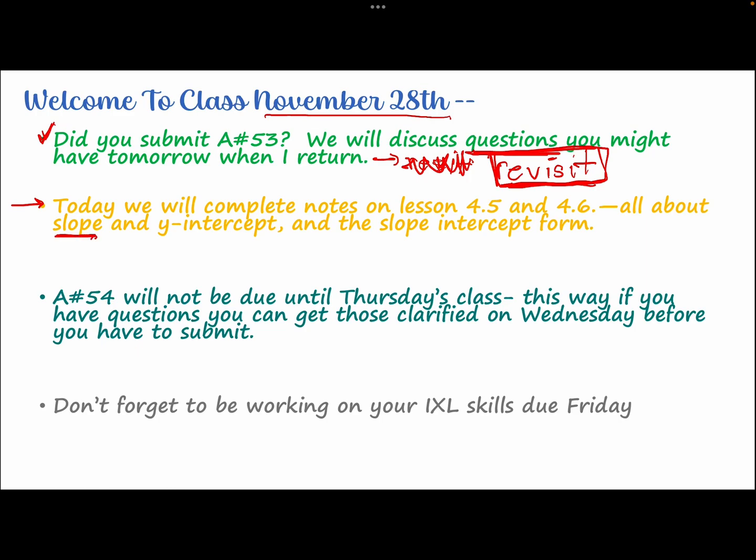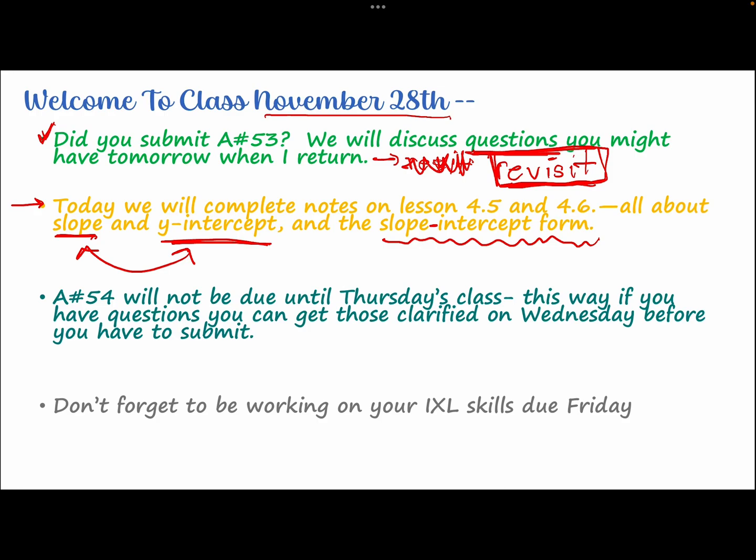We talked about that a lot yesterday. And the y-intercept, we're going to emphasize that. We've already talked about y-intercept, but we're going to look at these two things together and what they tell us. And we are going to create this new form that we'll be writing things in, the slope-intercept form.